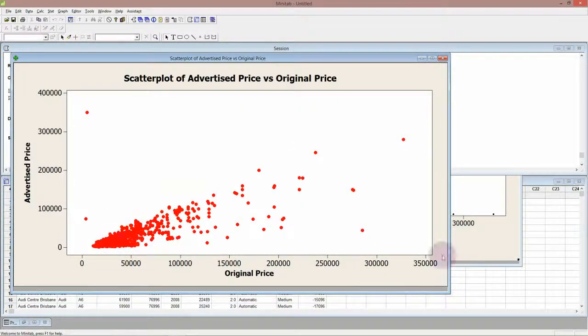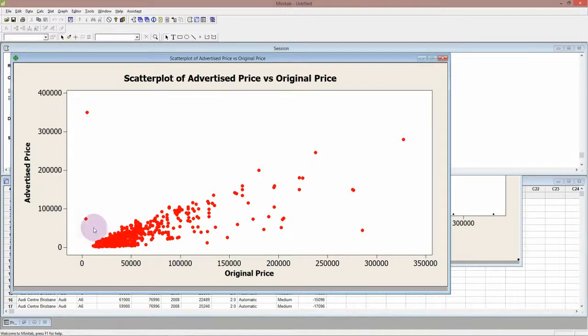So this is showing us that it looks like there is a relationship between the original price and the advertised price. And this probably makes intuitive sense that the more you pay for a car to start with, the more it's worth when you try to sell it on secondhand. It's not a perfect correlation. If there was a perfect correlation, all we would see would be a whole lot of red dots all in a row and no scattering.